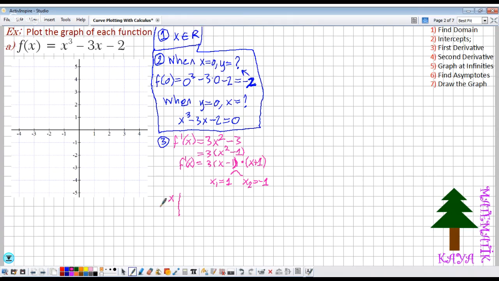So then let's do a sign chart for the first derivative. We will be checking for all x numbers which can be used from minus infinity to plus infinity. So we have two critical numbers, minus 1 and positive 1.